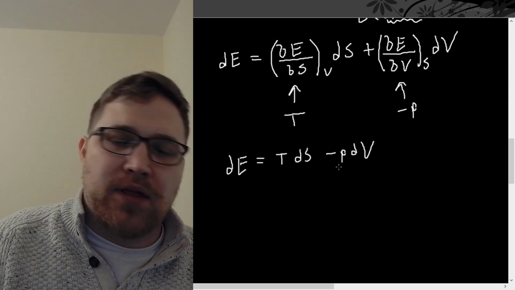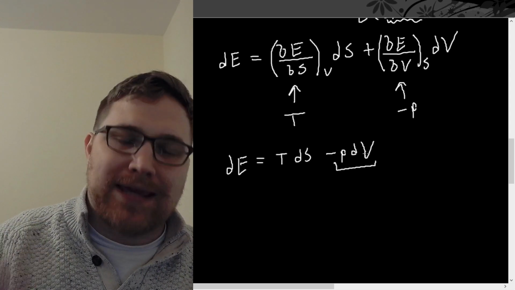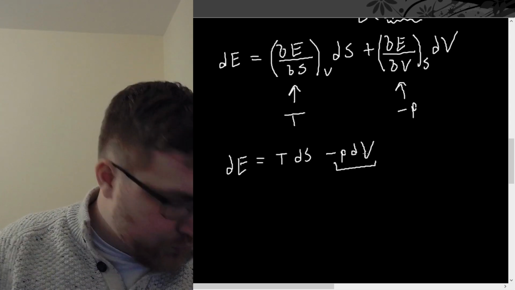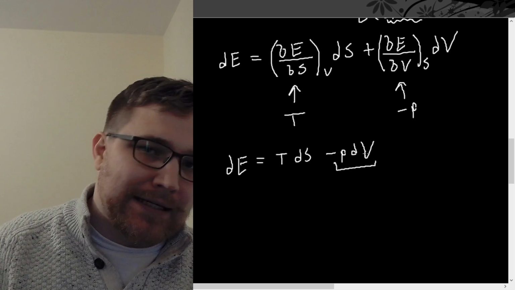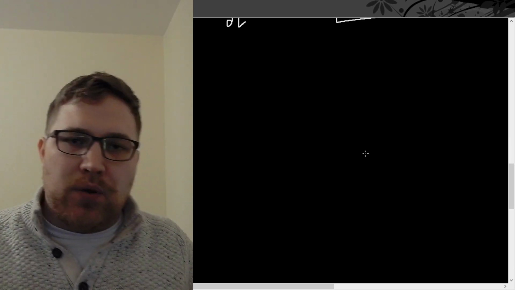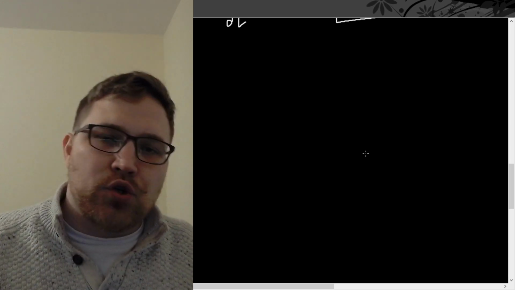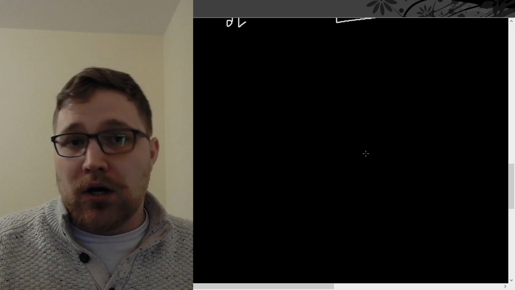Another way to think about this portion of the expression in particular is that if we were to do mechanical work to a system, the amount of mechanical work done would be the pressure times the change in the volume. So in this video, we're going to introduce somewhat of a variational statement of the second law of thermodynamics.